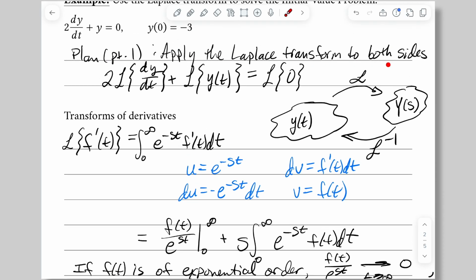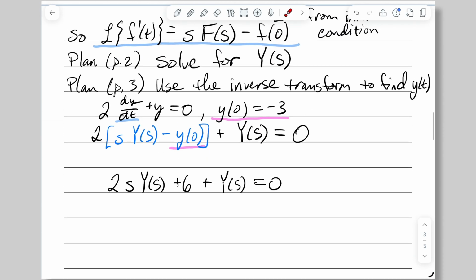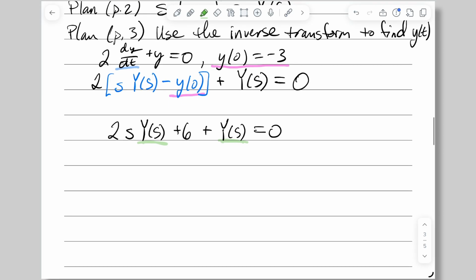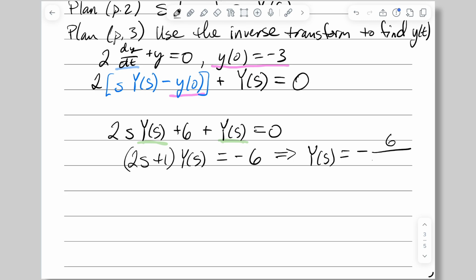So we have applied the Laplace transform to both sides, and now we're going to solve for Y of s. We have Y of s in two terms, combining those, and then factoring out the coefficient gives us 2s plus 1 times Y of s. And then I want to isolate Y of s, so I'm going to subtract 6 from both sides. That's going to give us that Y of s is equal to -6 over 2s plus 1.